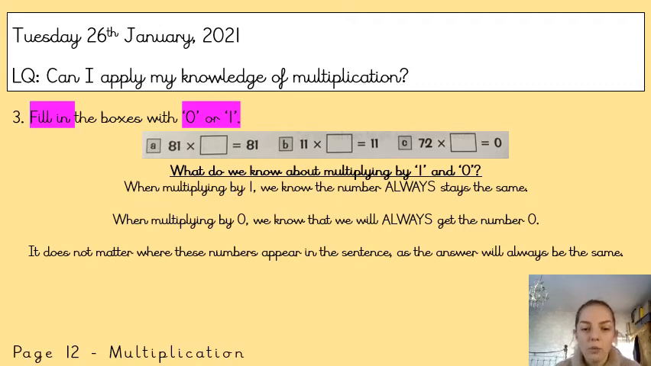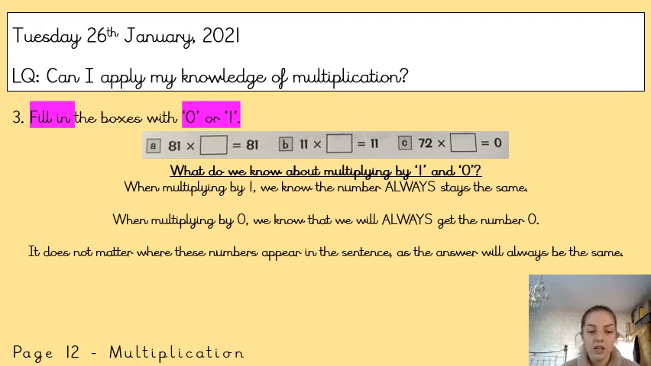Now, when we multiply by 1, we know the number always stays the same. So 1 times 1 is 1, 1 times 2 is 2, 1 times 3 is 3. So you can see the pattern that it's going up by 1 each time, but the number that you're multiplying 1 with stays the same, okay? However, when we multiply by 0, the answer isn't going to change at all. It's going to always be 0, okay? So if you did 1 times 0, the answer would be 0. 2 times 0, the answer would be 0. So the pattern there is just that 0 is the answer every time. So when you multiply by 0 on its own, you are always going to get the number 0, okay?